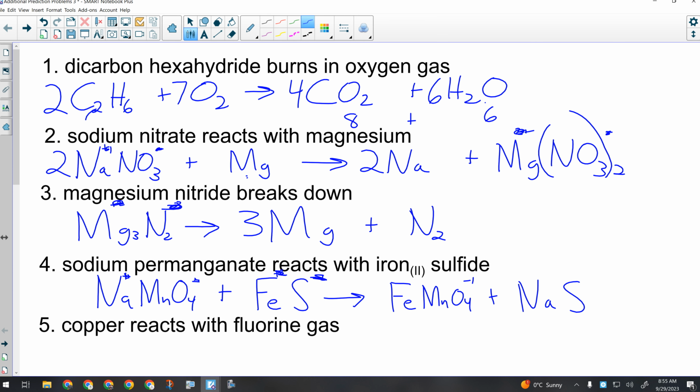Okay, permanganate's a -1. Does the charge iron had in the reactants follow it to the products? Yes, it does. Okay. All right, so we got MnO4 with a 2 outside the brackets. Okay, this is a +1, this is a -2, so Na2S. Okay, I feel like this is going to be solved with one number. Okay, what is it?